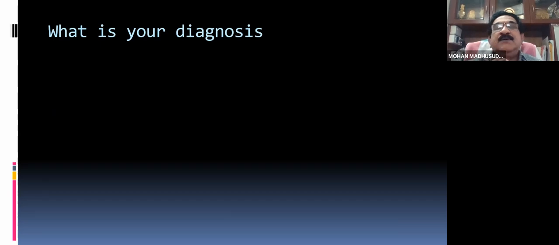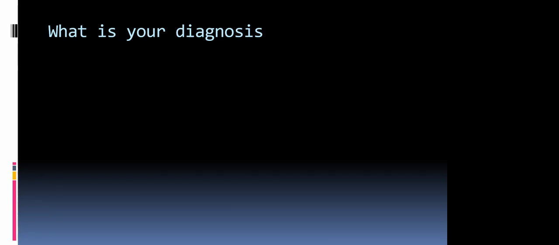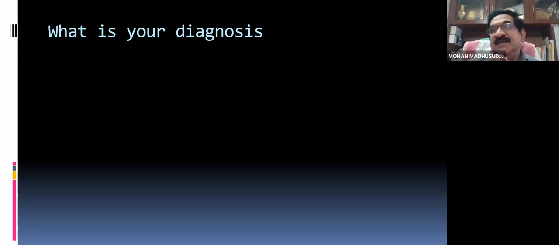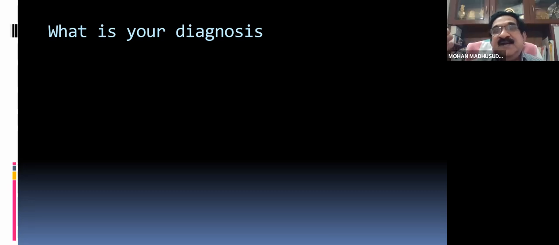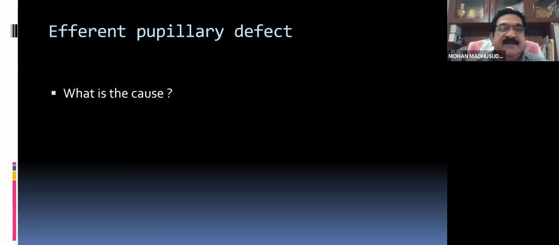What is your localization? What is your likely diagnosis? Is it Adie's pupil? It could be Adie's pupil. What else could it be? This is one possibility, but the duration is only 2 weeks or 2 months. Now, we don't know at this point. It could be an efferent pupillary deficit, that's all. Whether we are dealing with an early compression of the third nerve, we don't know. You have to keep that possibility in mind too. Anyway, what are the possibilities you want to keep in mind?